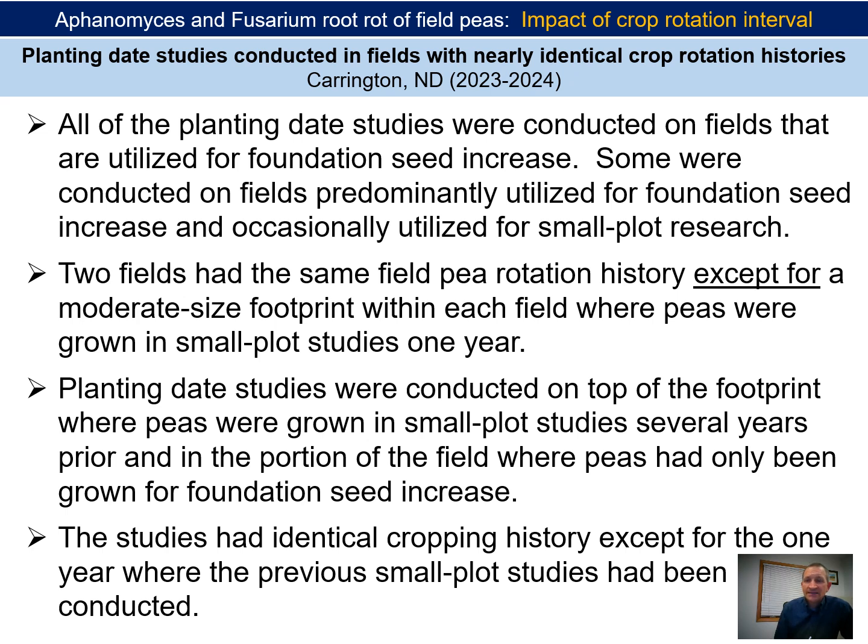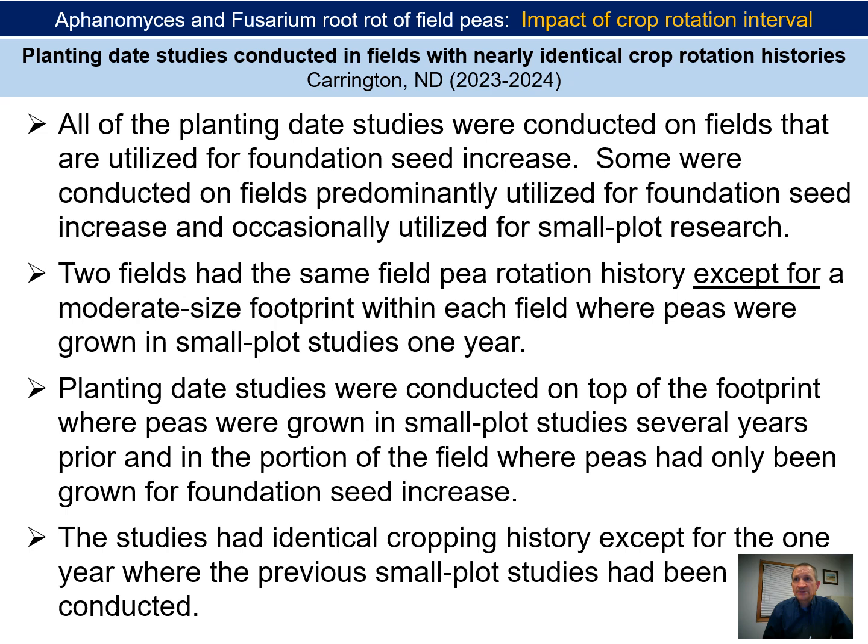In these fields, we conducted two different planting date studies. One was on top of the footprint of where we had that small plot field pea study several years back, and another one was on the rest of the field. So both of these studies had the exact same general cropping history, except one of them had peas grown just one more time. In this case, it would have been the difference in the last time peas were grown.